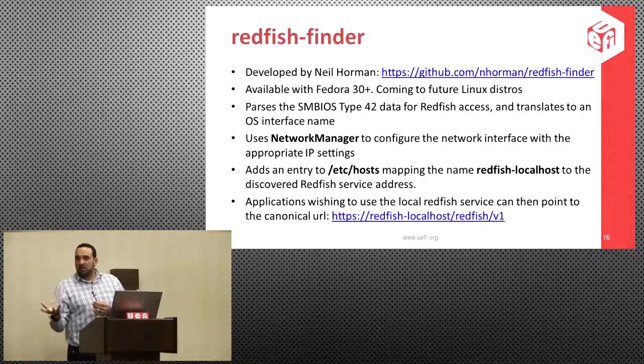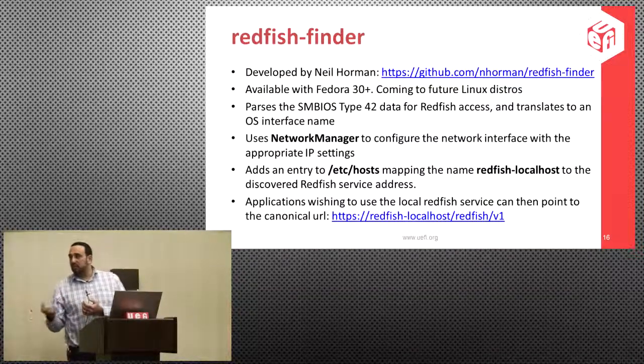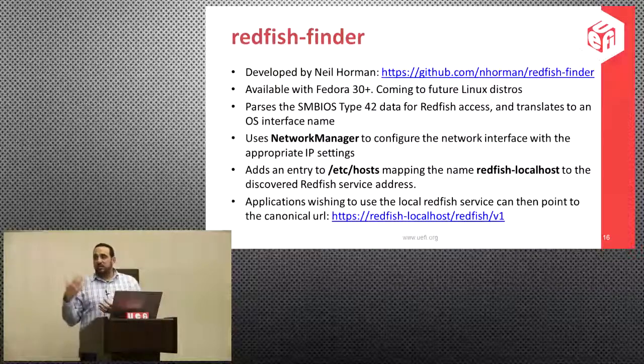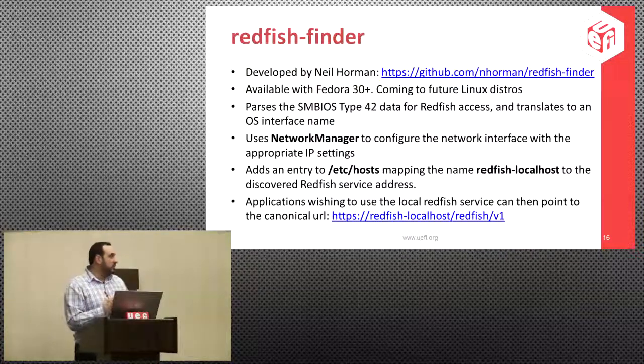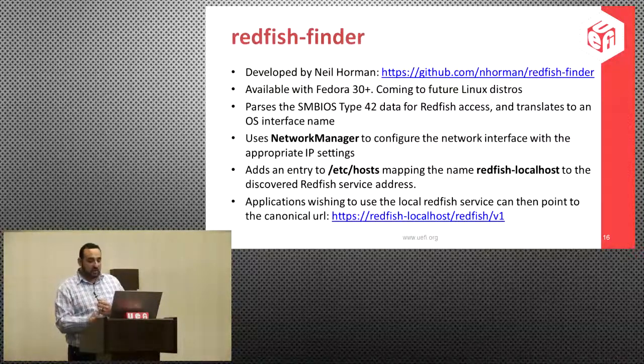It translates that network device to something that the Linux Network Manager understands. It then uses the Linux Network Manager to configure the network device according to what the BMC wants that device to be configured, the IP addresses and the VLAN, if VLAN was set on the device. And then finally, it adds an entry in your host's configuration for a Redfish-localhost. So now you have a Redfish localhost canonical name that you can use to access the Redfish interface directly from the OS with HTTPS://redfish-localhost.